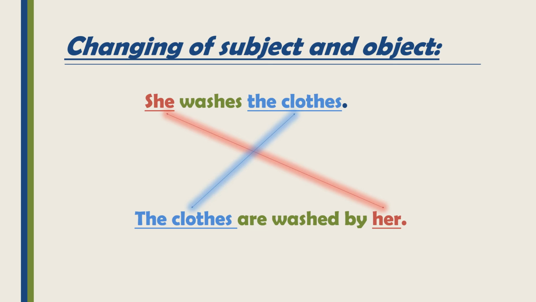One thing to keep in mind: when there is any article or pronoun with the object, we have to take that also at the start of the sentence. So the sentence will start with the clothes. You can easily see it in the blue color. So these are the two steps, the first and the last: changing of subject and object.